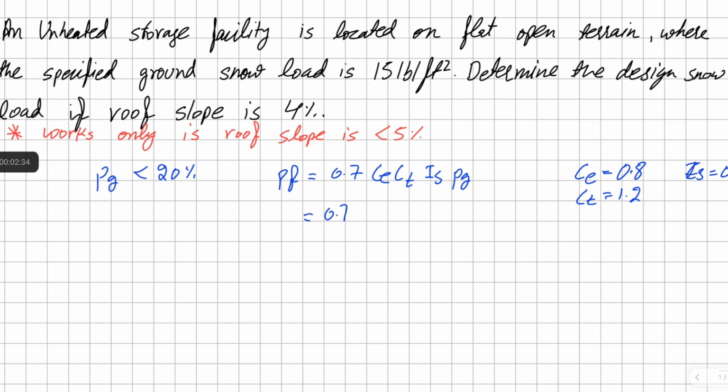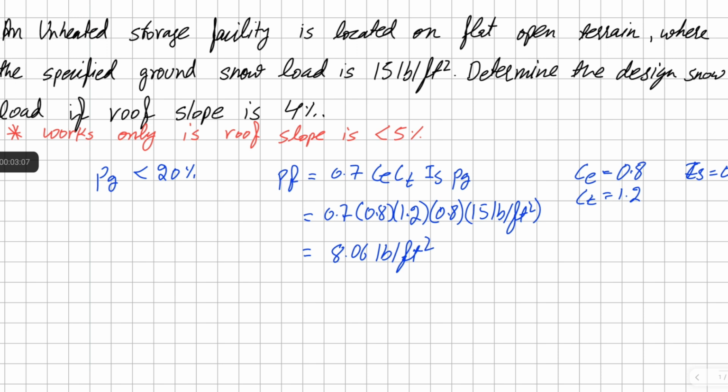Now plugging these values in, 0.7 times our exposure factor times our thermal factor times the importance factor times the ground snow load, that's 15 pounds per square foot. And solving this, we get a value of 8.06 pounds per square foot.